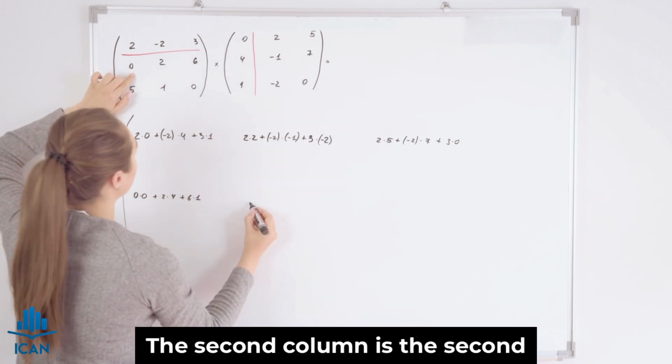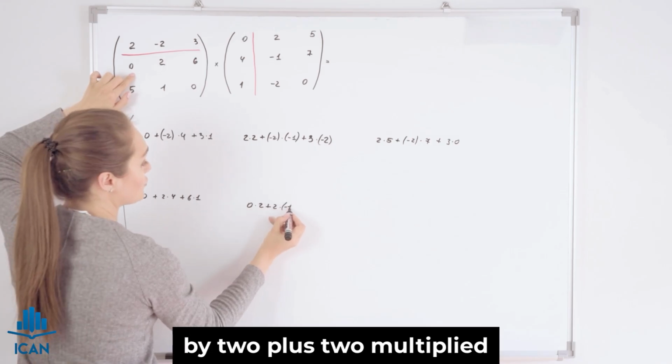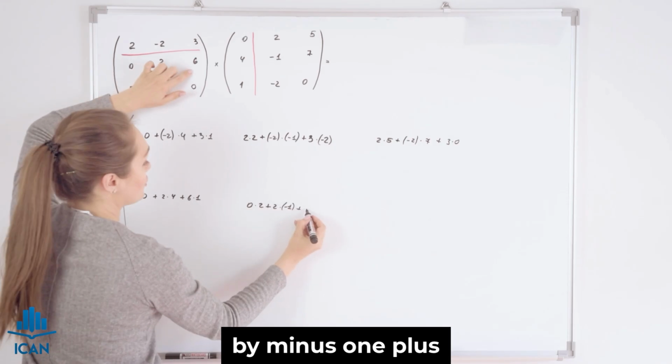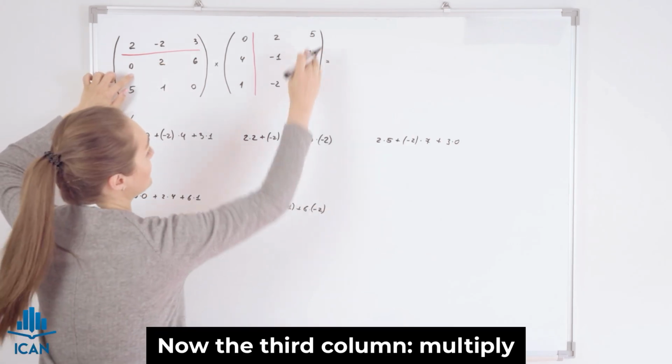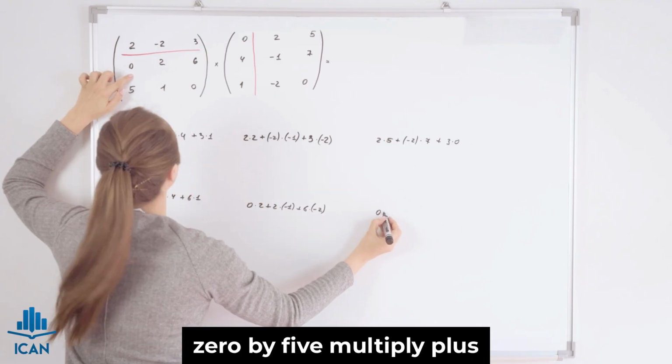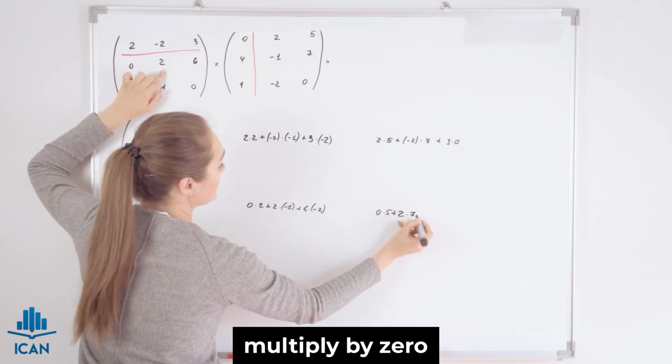The second column: 0 multiplied by 2, plus 2 multiplied by minus 1, plus 6 multiplied by minus 2. Now the third column: 0 multiplied by 5, plus 2 multiplied by 7, plus 6 multiplied by 0.